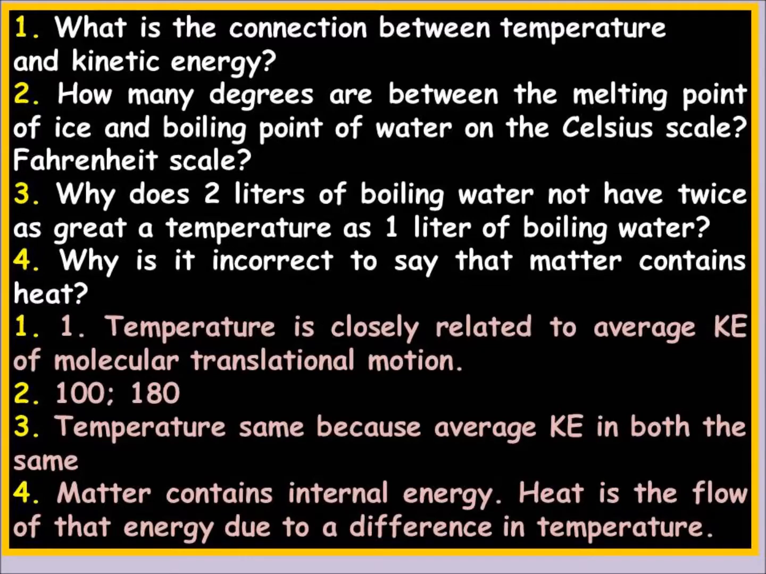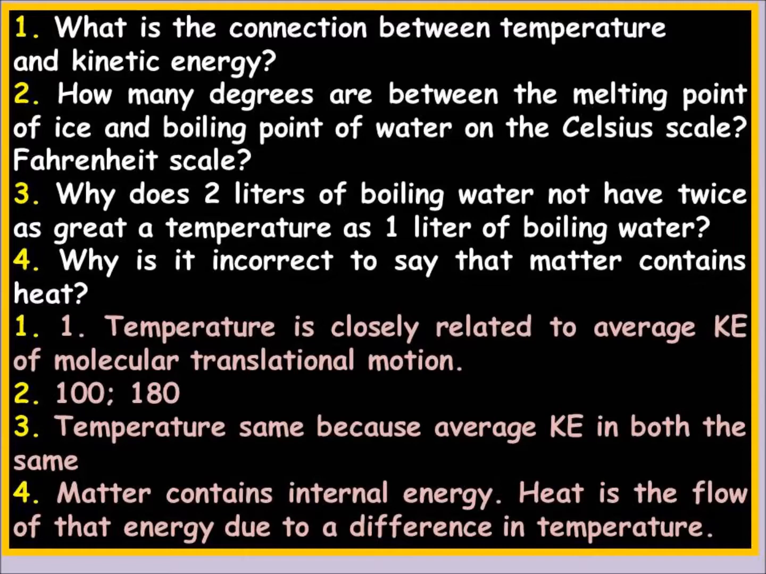How many degrees are between the melting point of ice and the boiling point of water on the Celsius scale and on the Fahrenheit scale? Celsius, it's 0 to 100. Fahrenheit, it is 32 to 212, so that's 180.